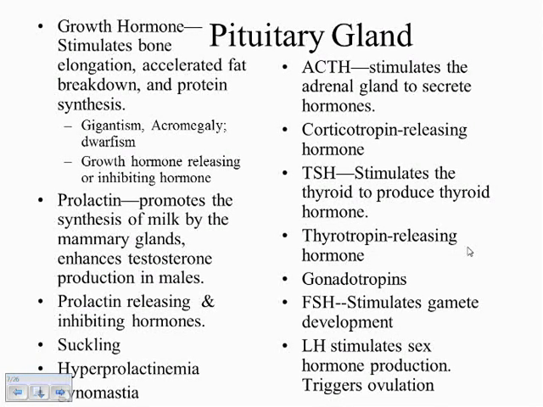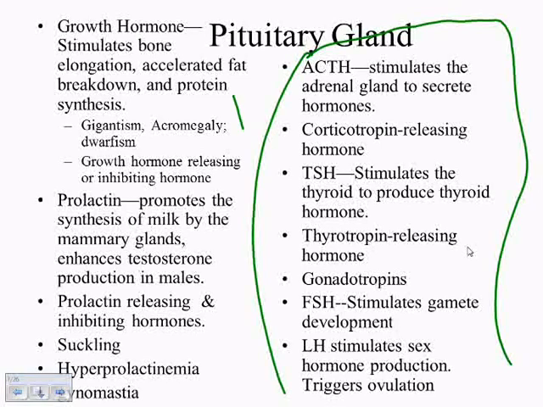These hormones over here, this whole column, these are the tropic hormones. These are the hormones that control the other glands. This one right here is adrenocorticotropic hormone. It stimulates the adrenal gland. It turns on the adrenal gland. TSH stands for thyroid stimulating hormone. It stimulates the thyroid to make its hormone.